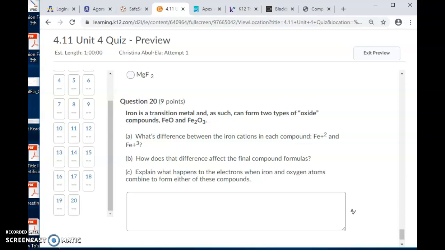Our last question is our open-ended question. It says, iron is a transition metal and, as such, can form two types of oxide compounds, FeO and Fe2O3. Part A, what's the difference between the iron cations in each compound, Fe+2 and Fe+3? Part B, how does that difference affect the final compound formulas? And Part C, explain what happens to the electrons when iron and oxygen atoms combine to form either of these compounds.